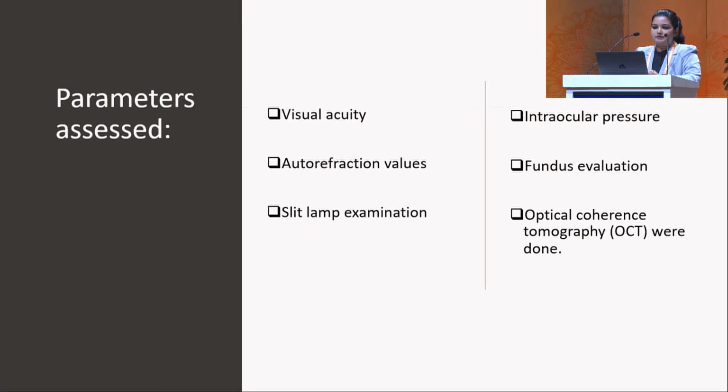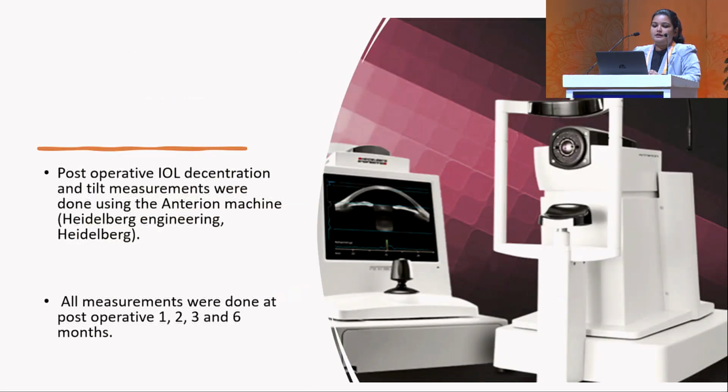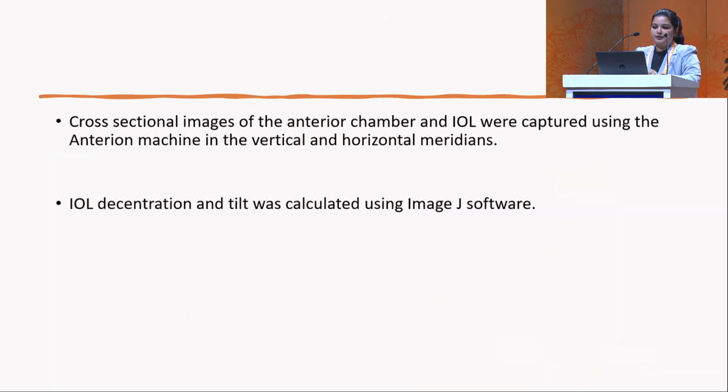The following parameters were assessed: visual acuity, autorefraction, slit lamp, fundus and OCT. They were randomized into two groups with 43 eyes in each group. Group 1 is CMT flex IOL, group 2 is 2-point fixation SFIL. The post-operative IOL decentration and tilt were measured using the anterior segment OCT machine. All the measurements were done at 1, 2, 3 and 6 months post-operatively. The IOL decentration and tilt were calculated using ImageJ software.